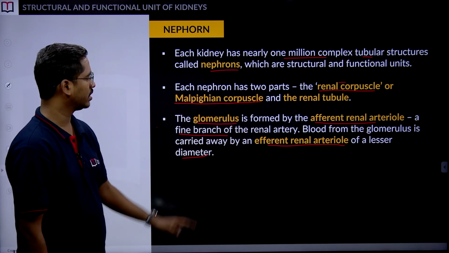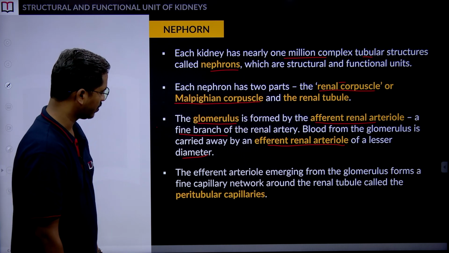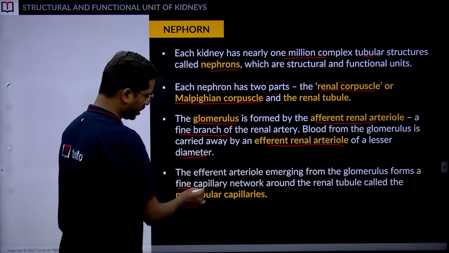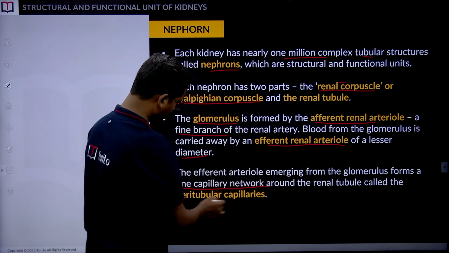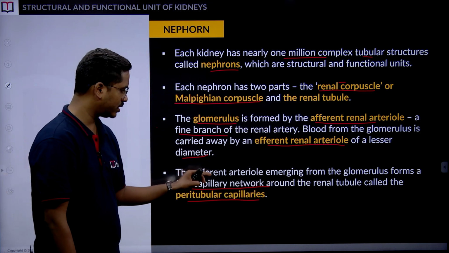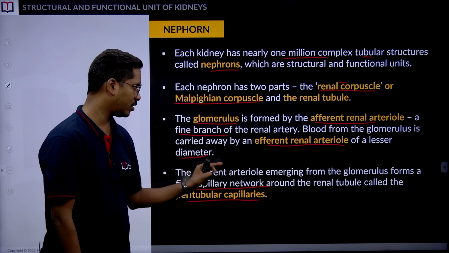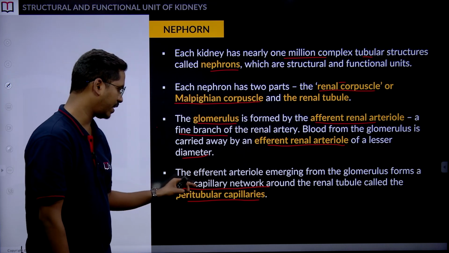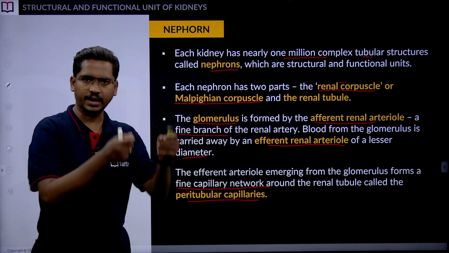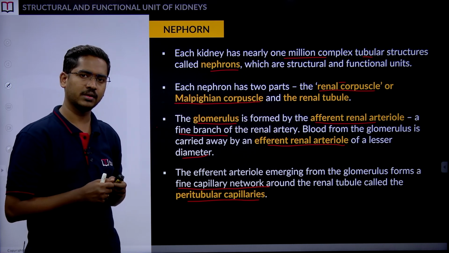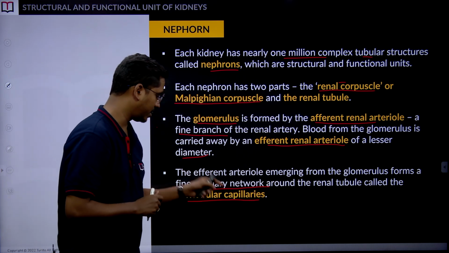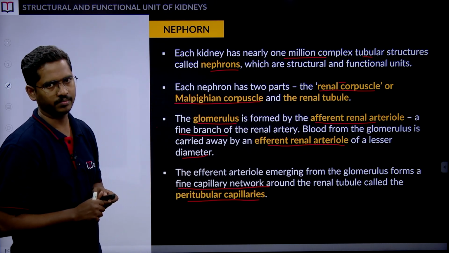That was the glomerulus and we understood that. Following which, I have shown you the efferent arteriole emerging from the glomerulus forms a fine capillary network around the renal tubule called tubular capillaries. That means the network which is forming, including around the ascending and descending loop of Henle, is what is referred to here as tubular capillaries.